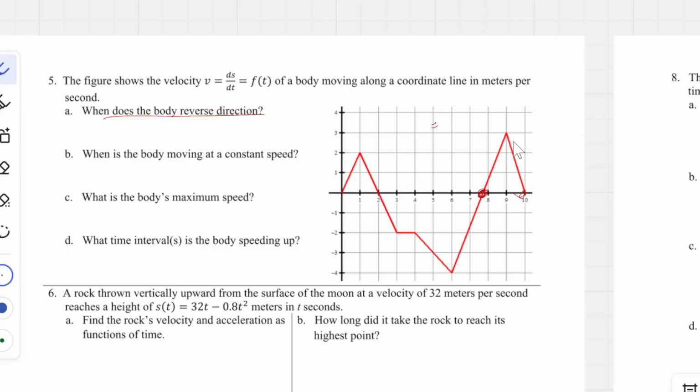When does the body reverse direction? Well, here the velocity went from positive to negative. So at time equals 2, not this one, time equals 7.75. The velocity was negative and it turned positive. And here, I guess the velocity hit 0, but it didn't reverse direction, it just stopped. So I think those are the only 2 points. Constant speed, that's the only place. The velocity is -2 during that whole interval.